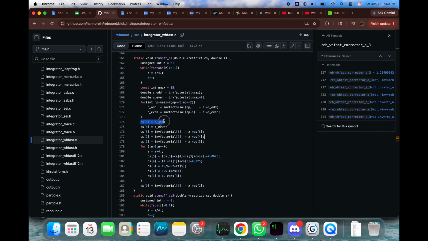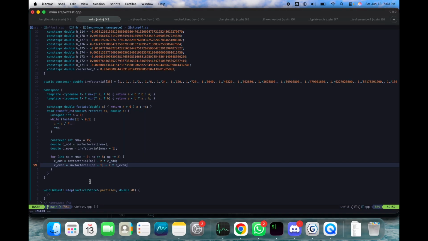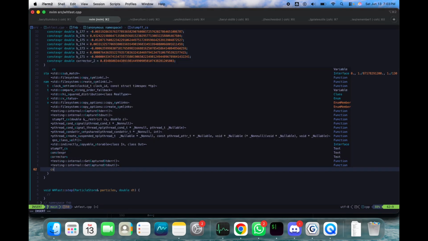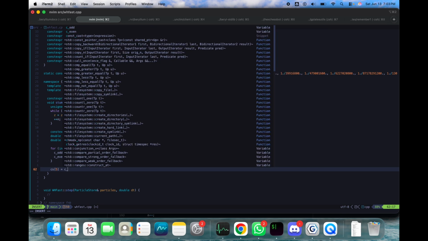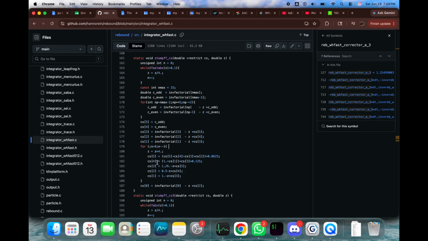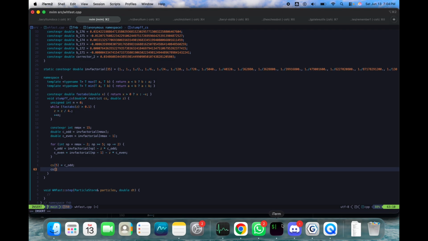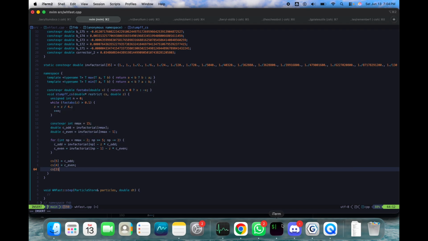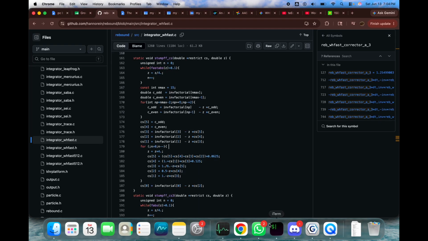Okay, so we have CS index 5 equals C odd. I think I figured out why it's a pointer. It's an array, that's just a slice into an array. I think I determined that. The CS index 4 equals C even.